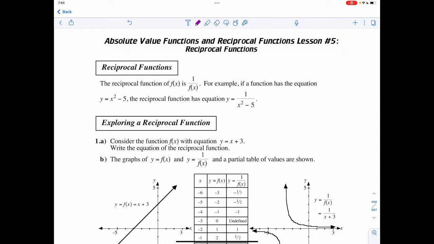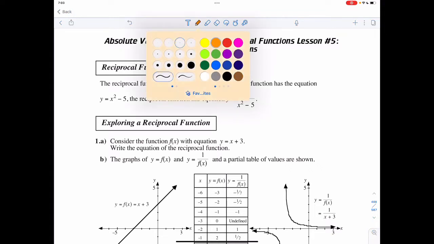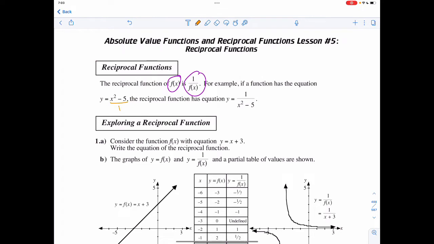All right, the last lesson for this unit is what we call reciprocal functions. So if I had a function, f of x, the reciprocal would move it from that numerator to the denominator, and it becomes 1 over f of x. So if I had something like y is equal to x squared minus 5, that's the same as x squared minus 5 over 1. The reciprocal of that would mean that 1 goes to the numerator and the x squared minus 5 goes to the denominator.